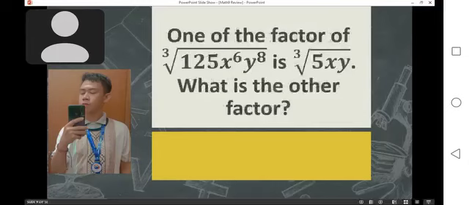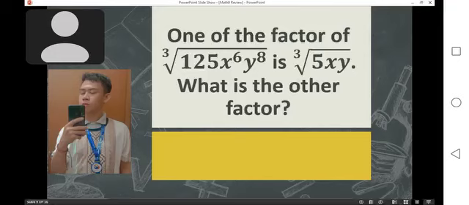One of the factors of the cube root of 125x to the 6th power y to the 8th power is the cube root of 5xy. What is the other factor? The operation here is multiplication. So we have the following factors. One is the cube root of 5xy and the product is the cube root of 125x to the 6th y to the 8th. We need to know the other factor.